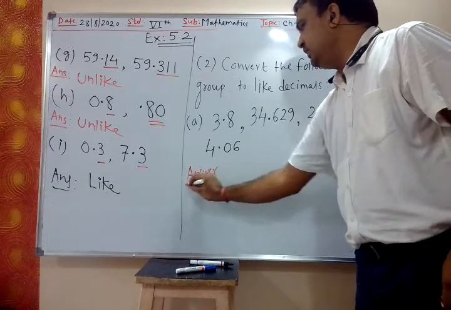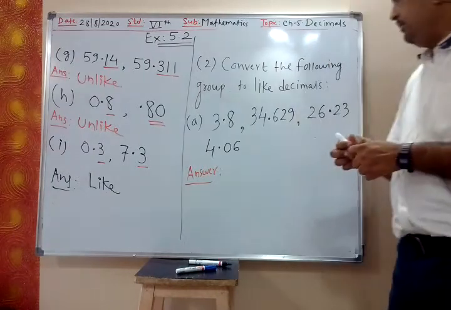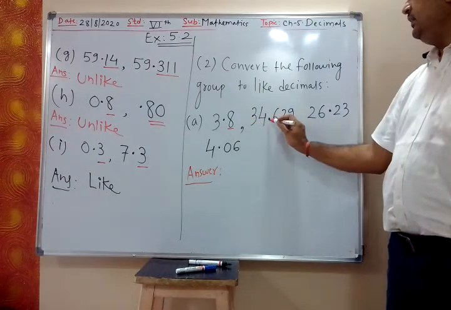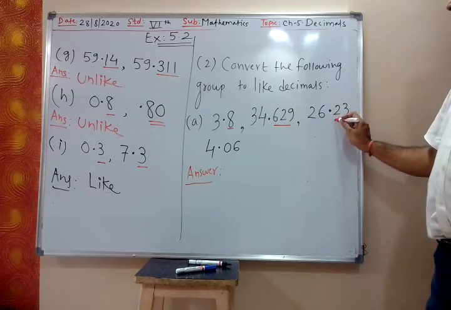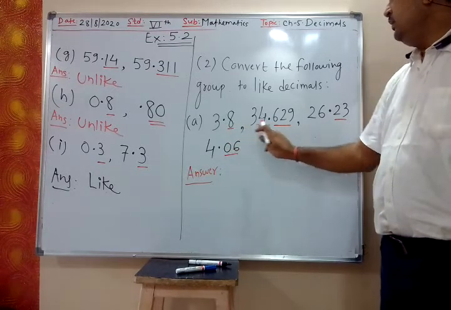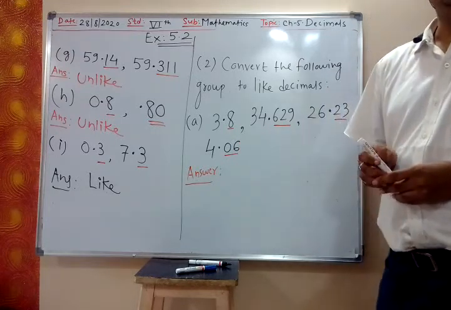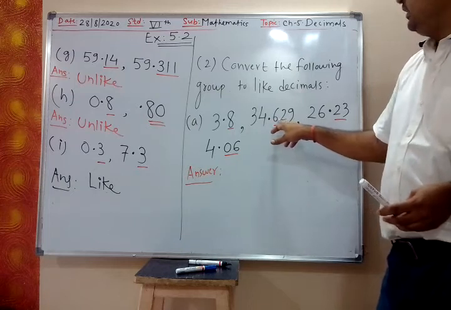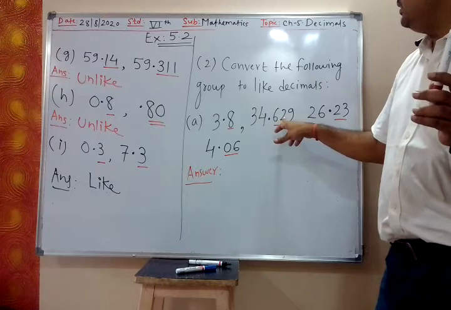So what do we do in this? See here. After the decimal there is how many digits? 1. After the decimal, how many digits? 3. Then 2, then 2. So 1, 3, 2, 2. So after the point the maximum number of digits is 3.